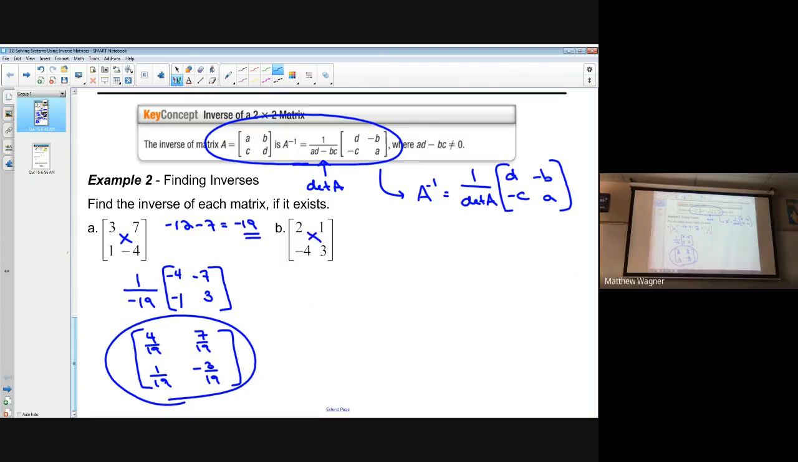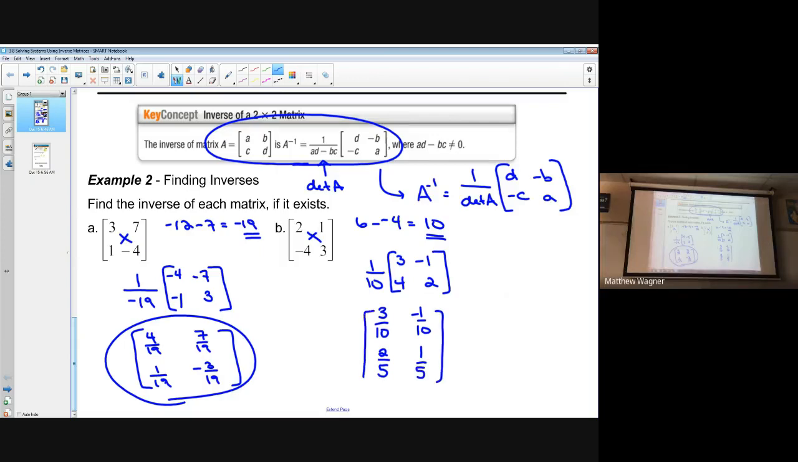Next situation, again, figure out the determinant first. So we have 6 minus a negative 4, which is going to be 10. So then what we do is we take 1 over that determinant, which is 10, and then we modify our matrix. So we're going to switch A and D, opposite of B, opposite of C. From this point, we'll scalar multiply the 1/10 through. So we have 3/10, negative 1/10, 4/10 is 2/5, and 2/10 is 1/5. I highly recommend you keep your answers in rational or fractional form. It will make the process a little bit easier as we go through things.